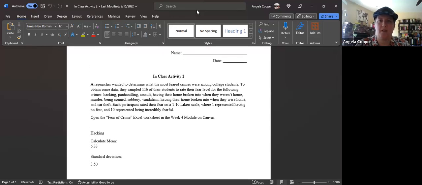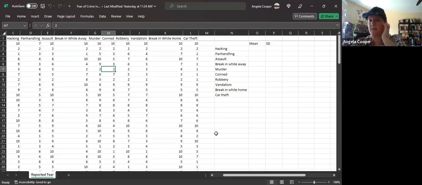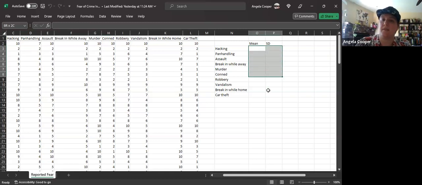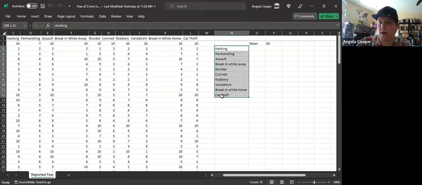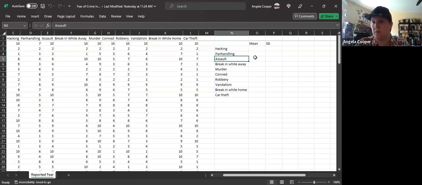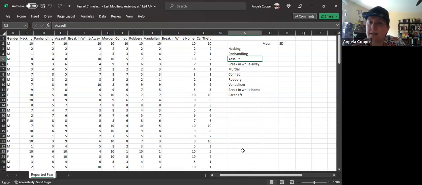So I'm going to go back up here and let's actually get looking at that Excel sheet. So this is what it is. I've already set up the table here to make it easier for you guys. Like I said, we're going to be calculating the mean and standard deviation for all the crimes listed. So I figured, let's just set up a table so they have a perfect little place to go. Like last activity, I do not need you to submit to me the Excel sheet. I only need the Word document. So don't worry about submitting the Excel sheet when submitting the activity.